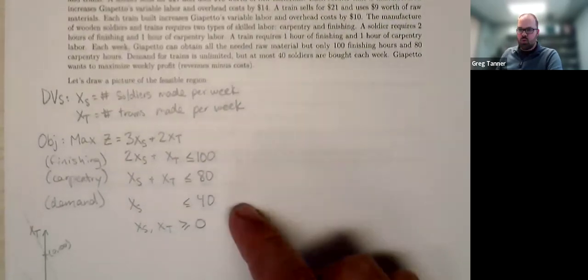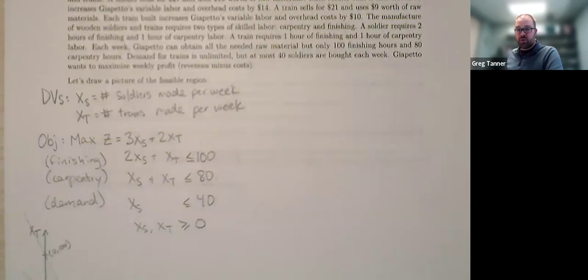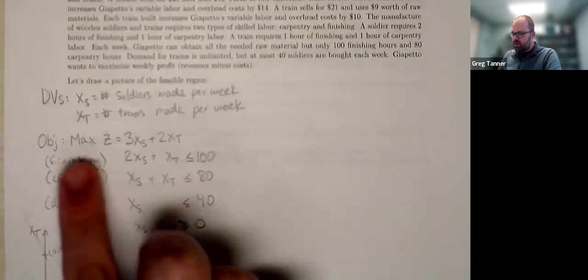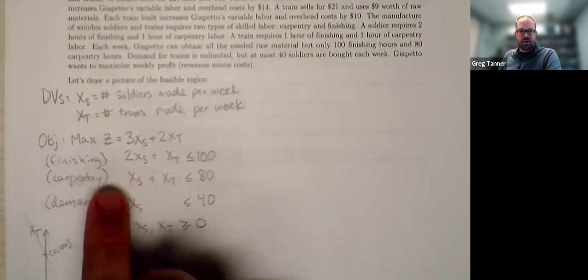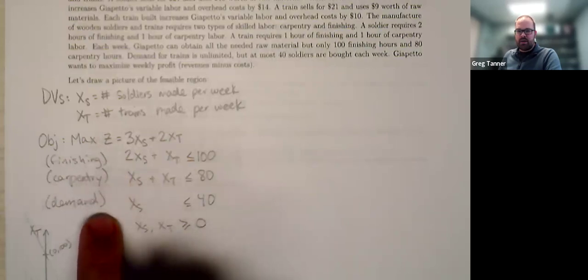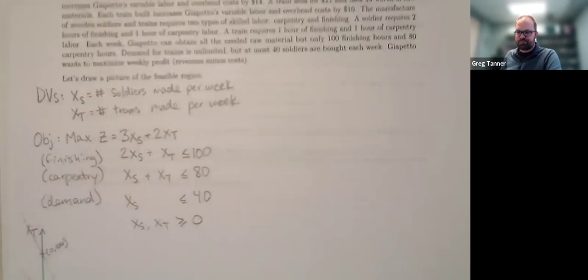Here's essentially the formulation for the linear program. We've got two decision variables, the number of soldiers and the number of trains, which we'll use as x with a subscript of s and x with a subscript of t. Changed those up a little bit from the previous videos. And then we've got our objective here and three constraints dealing with the finishing, carpentry, and demand for the products, and then also the non-negativity constraints.